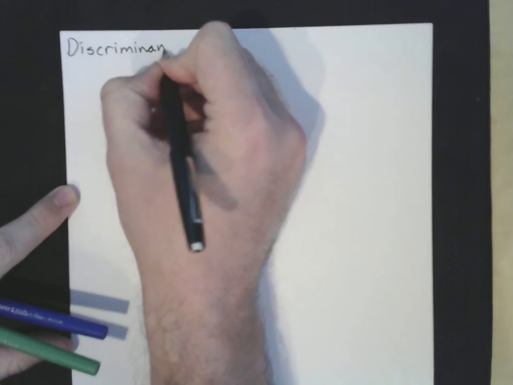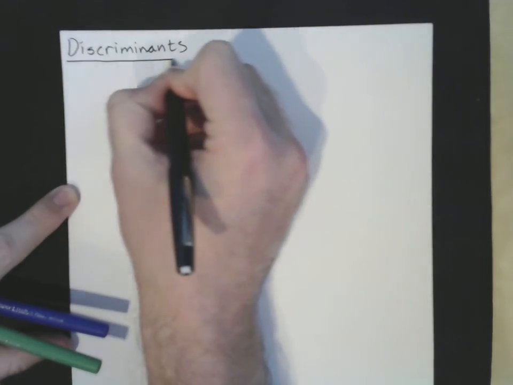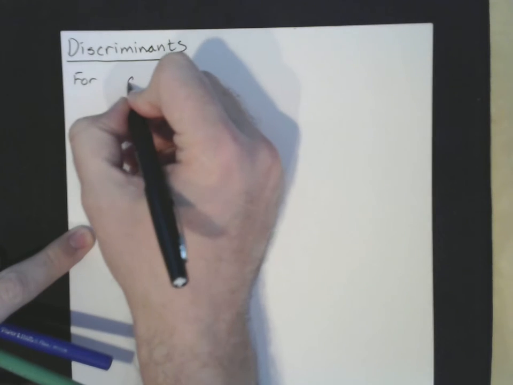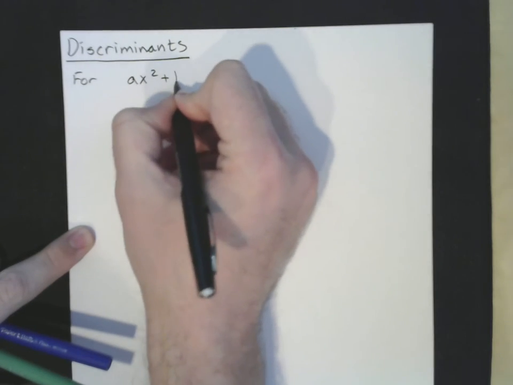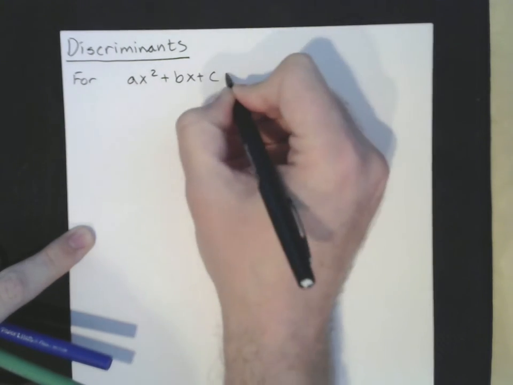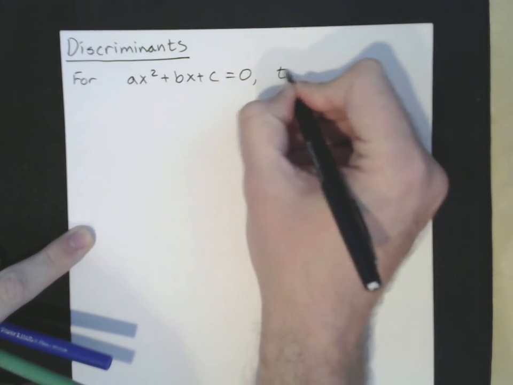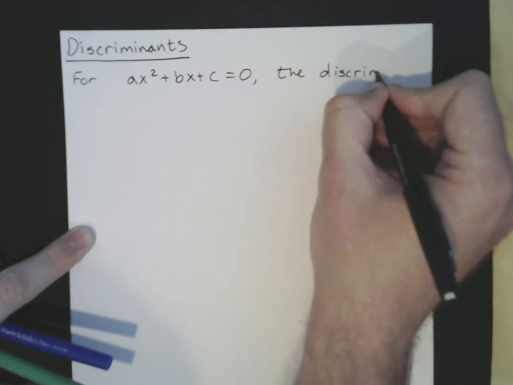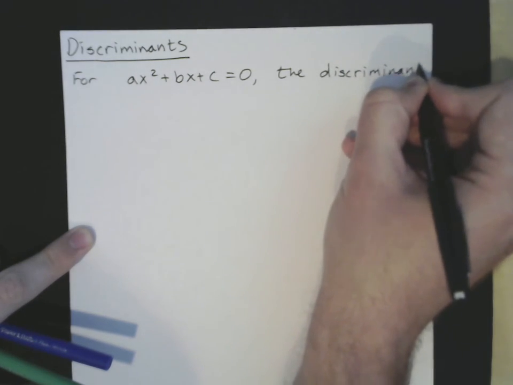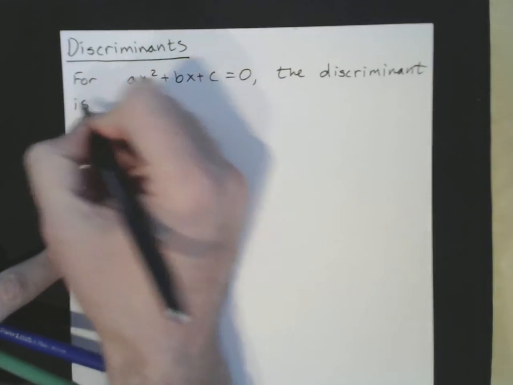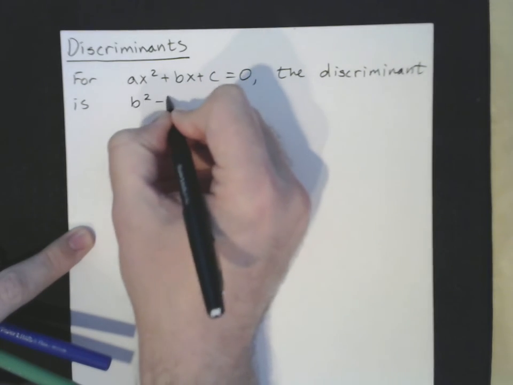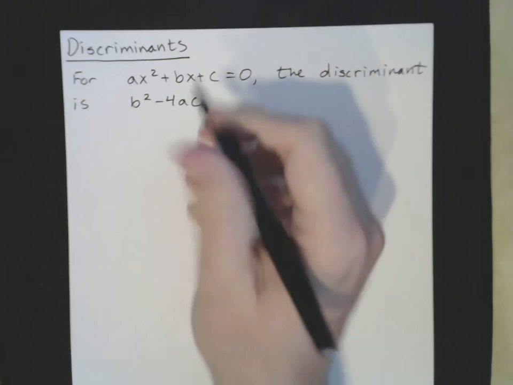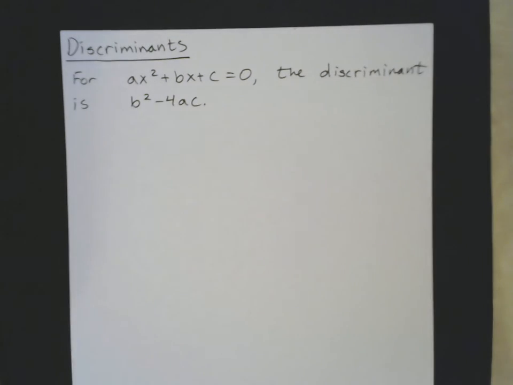Discriminants. So, for ax squared plus bx plus c equals 0, the discriminant is b squared minus 4ac. This is the thing that's under the radical in our quadratic formula.